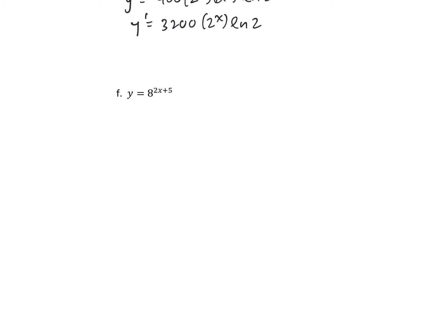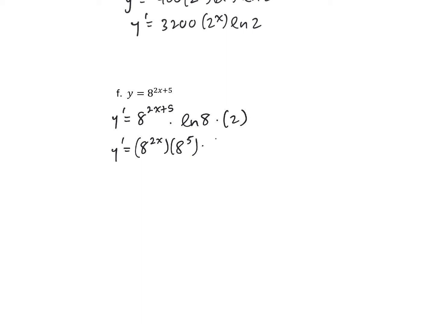Same with this one. The derivative of this, it's an exponential function. So 8 to the power 2x plus 5 stays the same, times ln of the base, which is ln 8, times the derivative of 2x plus 5, which is 2. So what have they done here? Well, they have separated the 8 to the 2x plus 5, so they've changed addition back to multiplication.